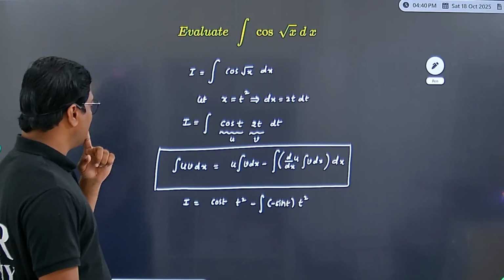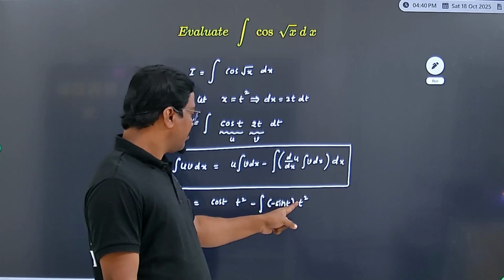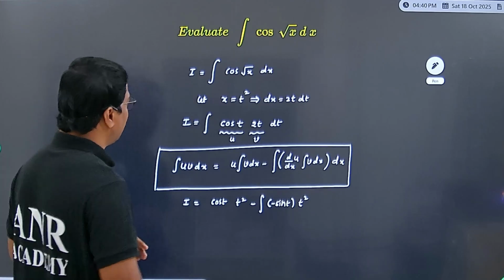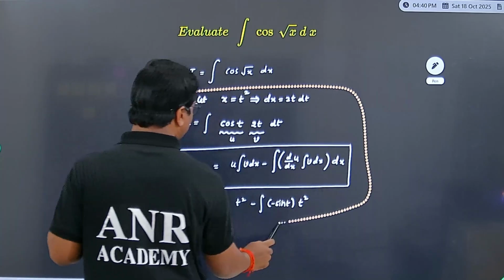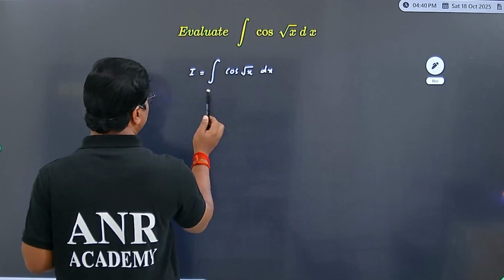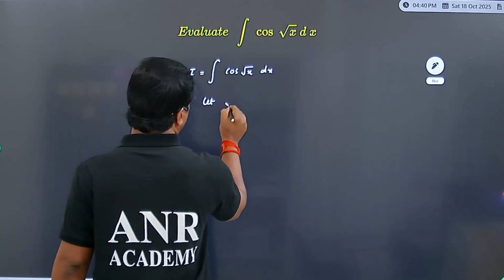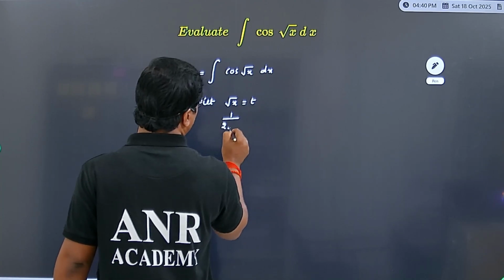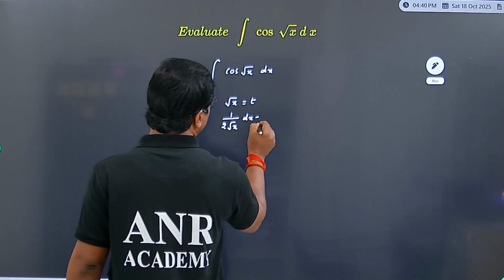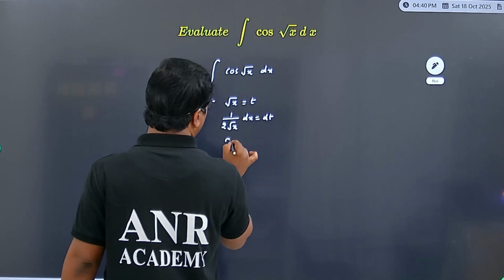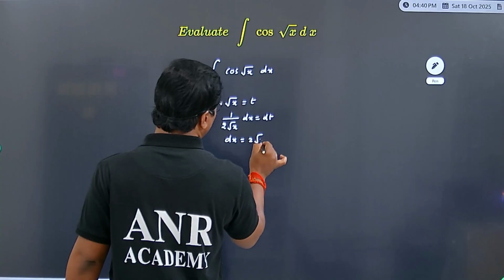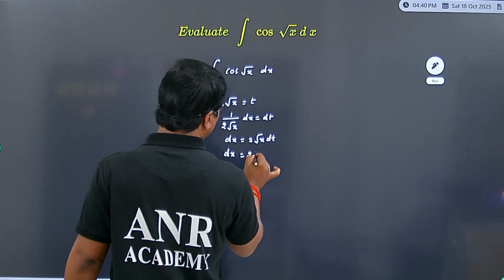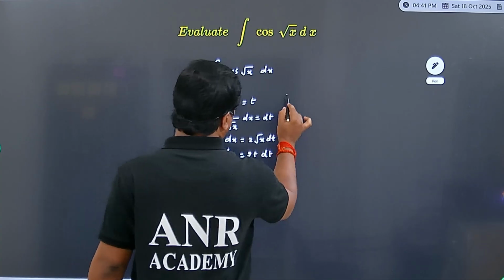Here multiple we are going to get t square, so substitute root x equal to t instead of this. Let us suppose root x equal to t, then 1 by 2 root x dx becomes dt, and hence dx value becomes 2 root x dt, and hence dx is 2t dt. Now it is easy for you.